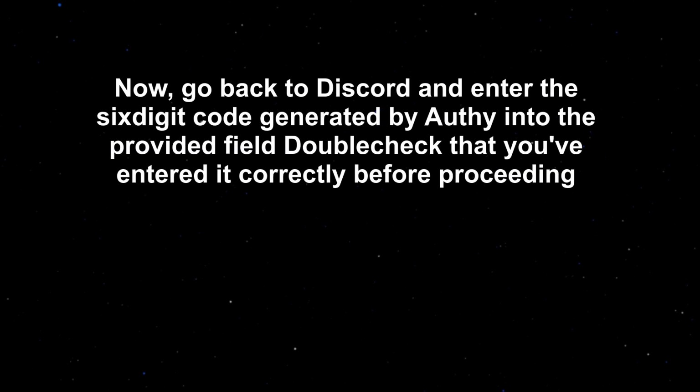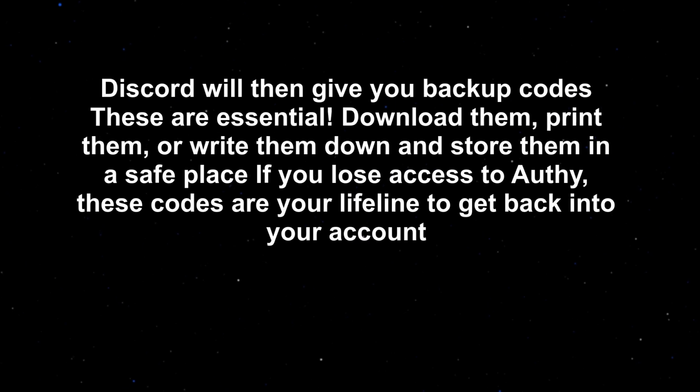Now, go back to Discord and enter the 6-digit code generated by Authy into the provided field. Double-check that you've entered it correctly before proceeding. Discord will then give you backup codes. These are essential. Download them, print them, or write them down and store them in a safe place in case you lose access to Authy. These codes are your lifeline to get back into your account.